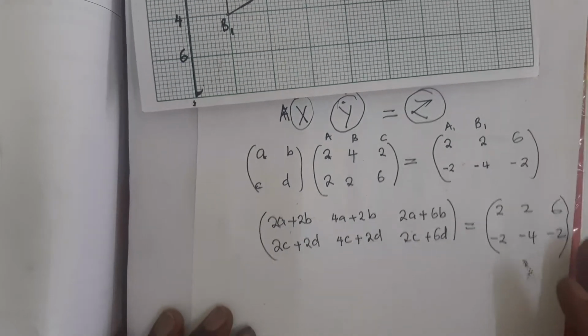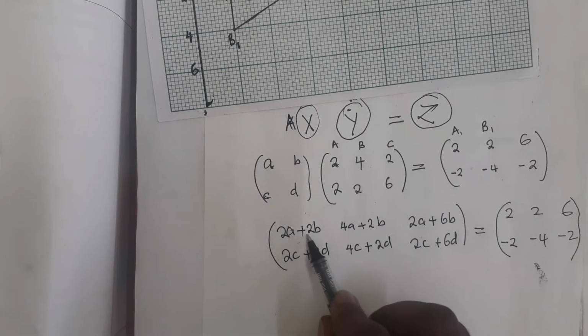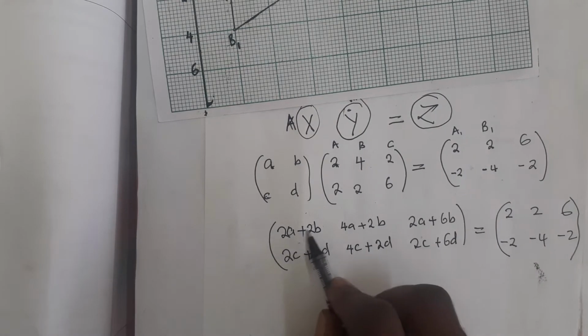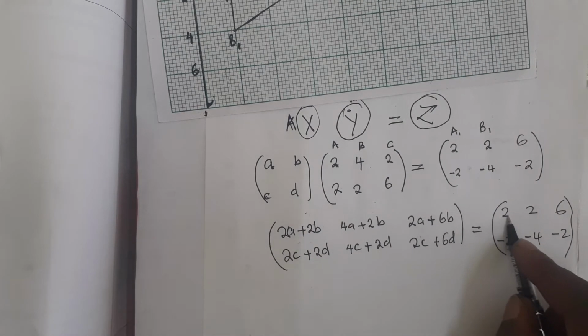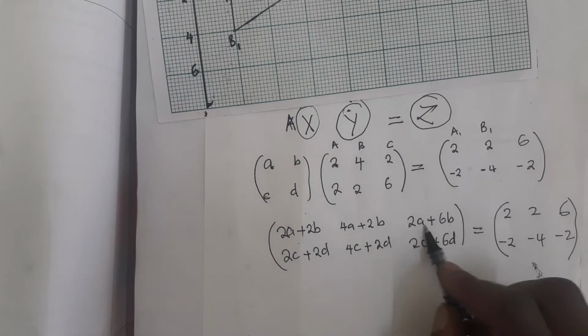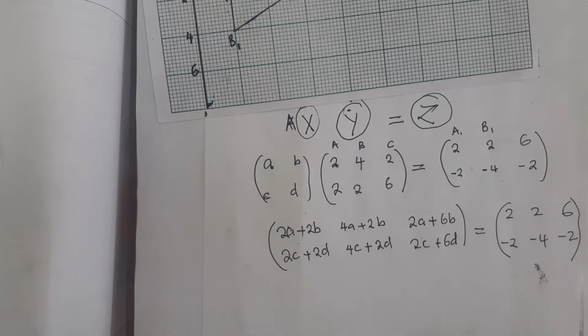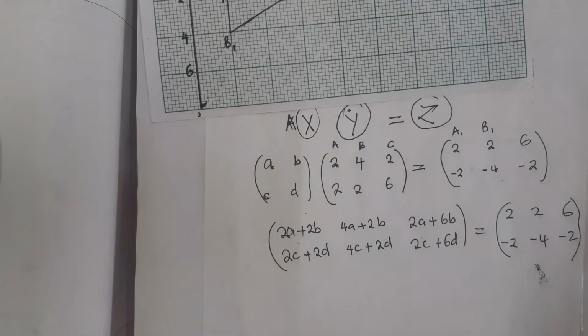So when you look at this, it is telling us that 2A plus 2B is equated to 2, and 4A plus 2B is equated to 2. This one to 6. The same thing here, the first one, -2, this and that. So we are going to form simultaneous equations and solve them as such.